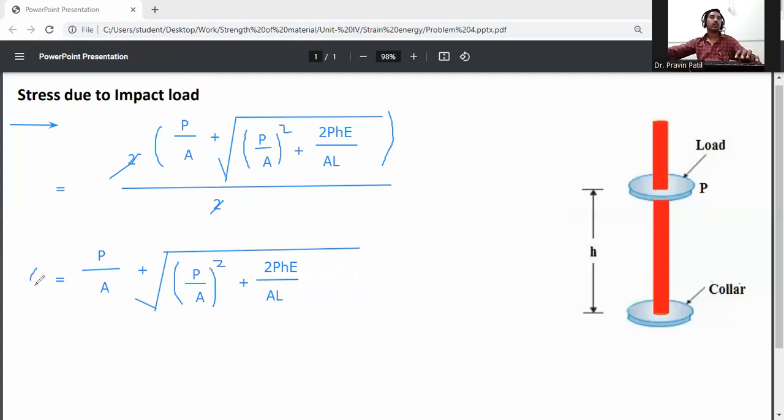So this one is the stress for the impact loading. So yes, it is the correct value.